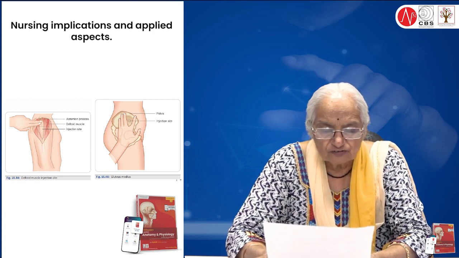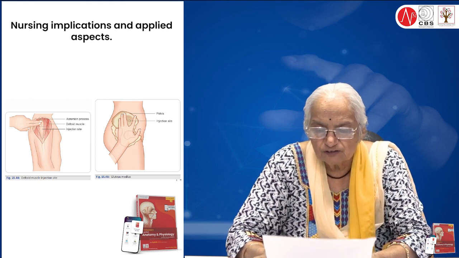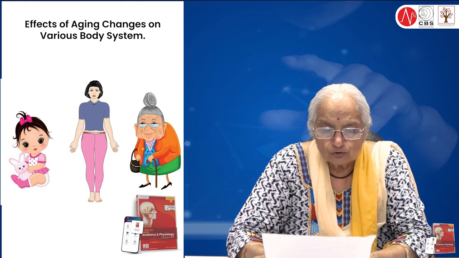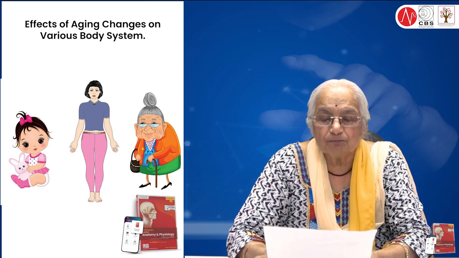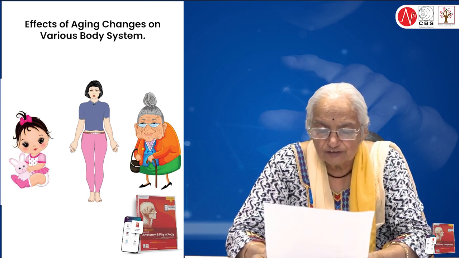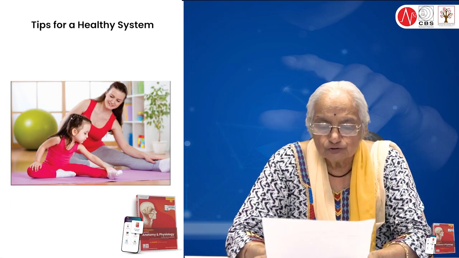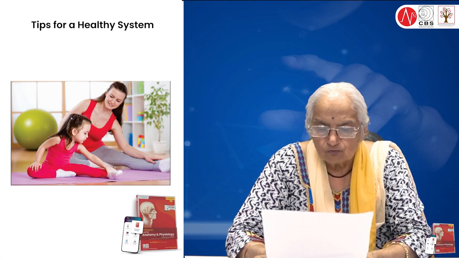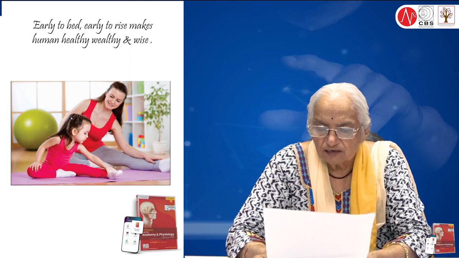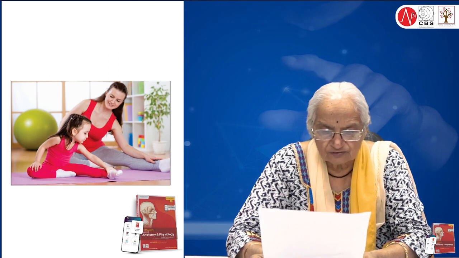During COVID, vaccination had been given in the deltoid muscle. Such injections can also be given in the gluteus medius muscle as well. Effect of age on functioning of the system during childhood, during adulthood, and during old age. Tips for a healthy system are fresh, nutritious food, yoga, walk, meditation. It is said, early to bed and early to rise makes a human healthy, wealthy and wise.